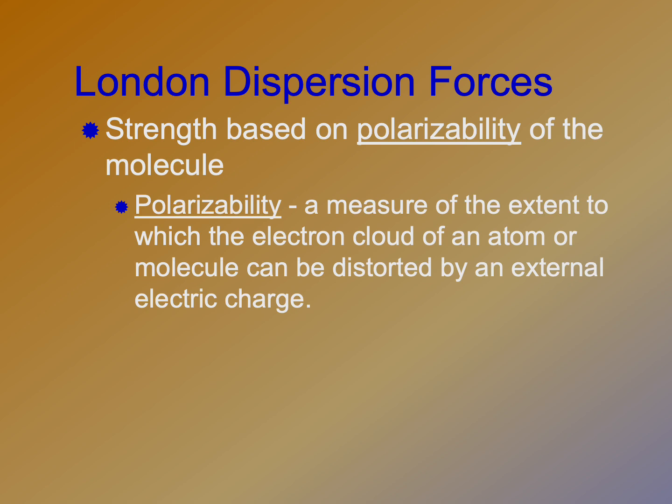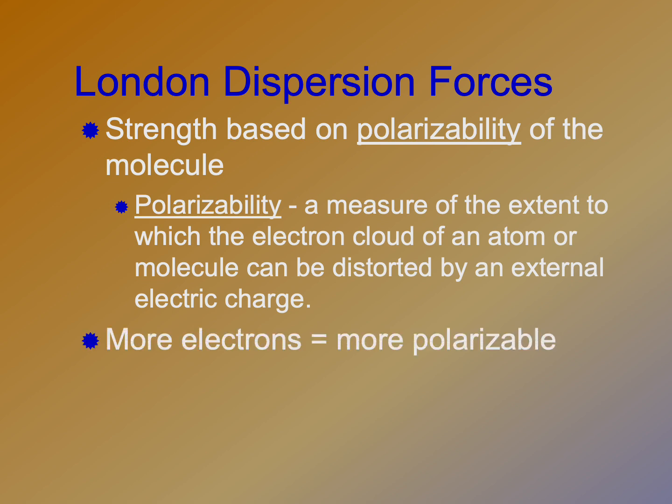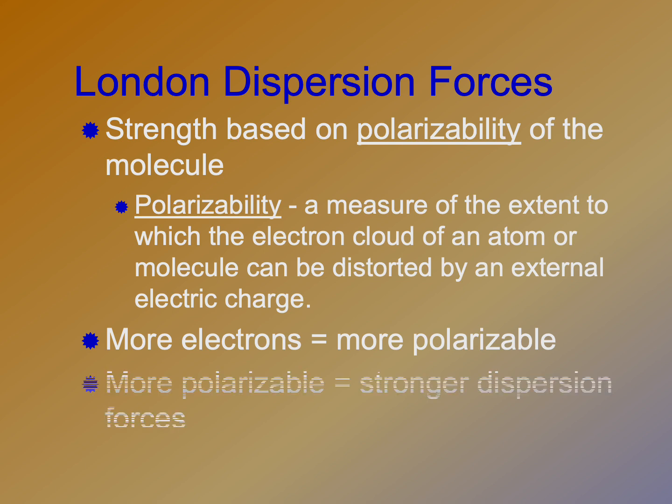Polarizability is the measure of the extent to which the electron cloud of an atom or a molecule can be distorted by an external electrical charge. So in general, the more electrons something has, the more polarizable it is. Therefore, it will have stronger dispersion forces. So larger molecules that have more electrons are going to be more polarizable compared to others.